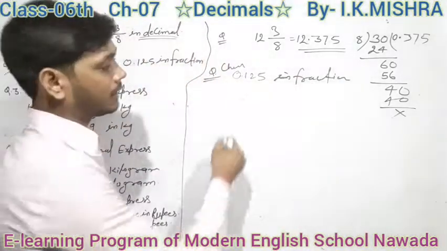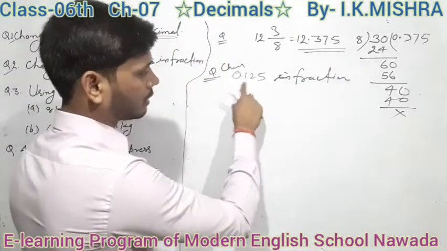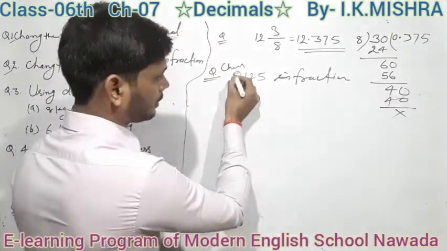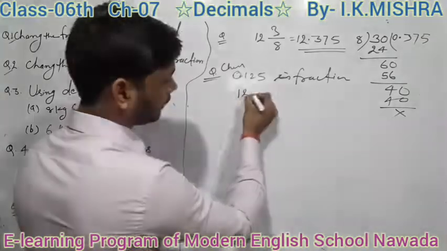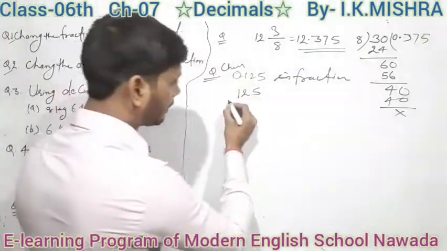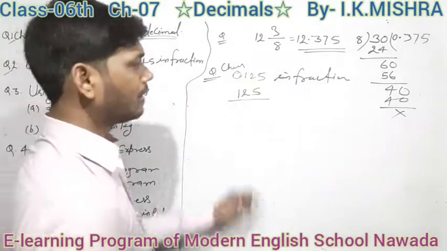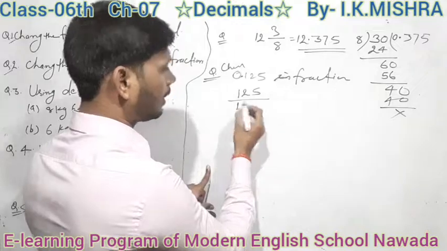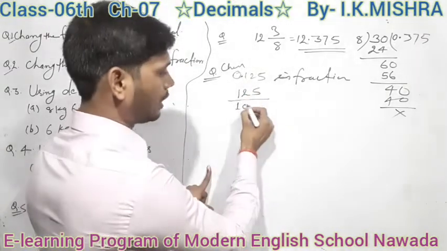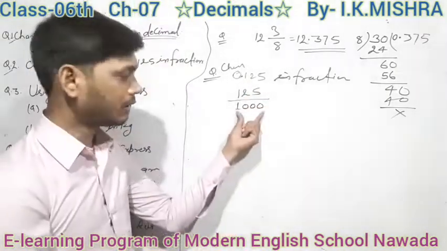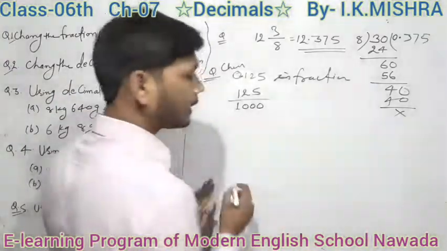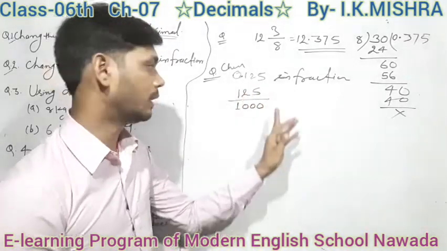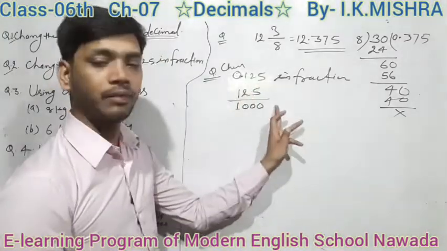First of all, write all the digits in the numerator without the decimal. So here 0 is first, so write 125 and divided by 1 for the decimal. Here 3 decimal places, so 1 and 3 zeros are given. Students, after that you have to change this fraction into simplest form. Here it is not in simplest form.